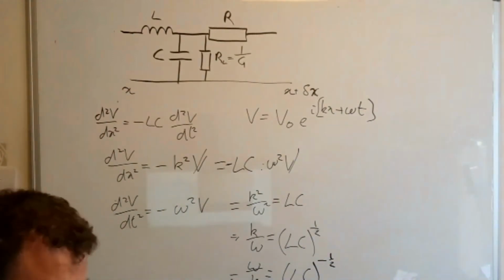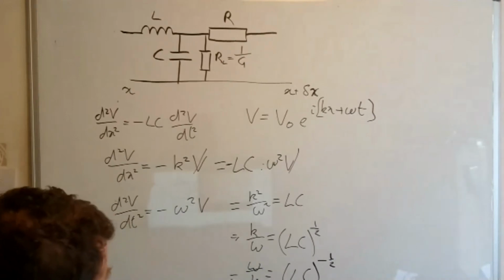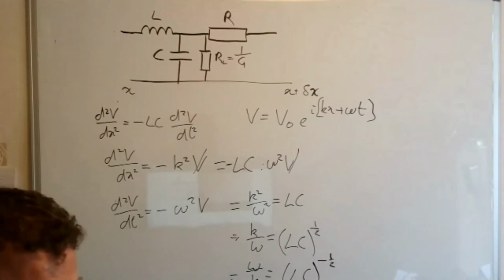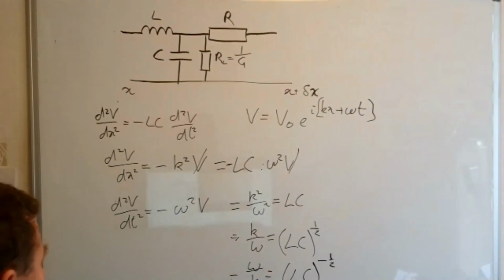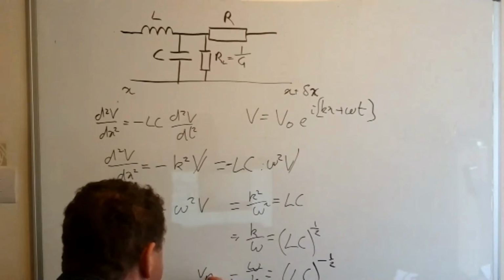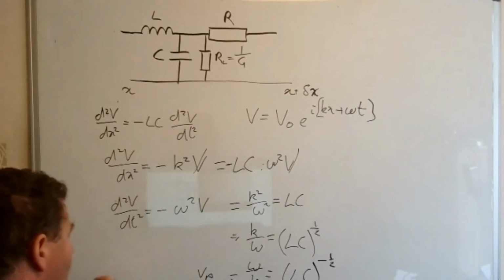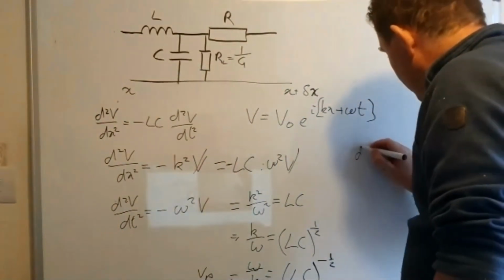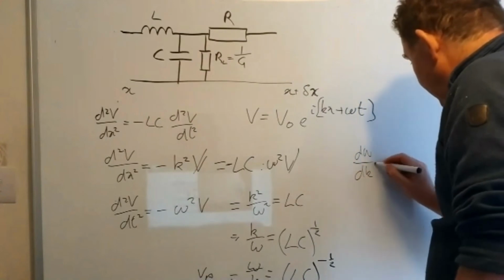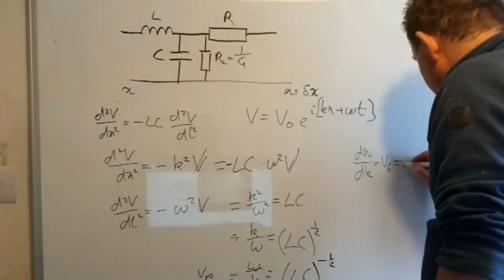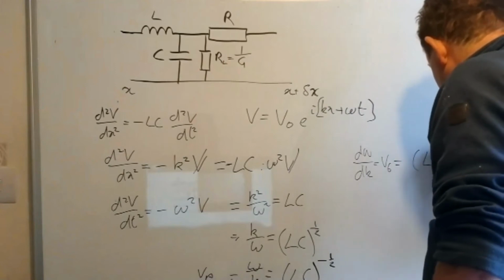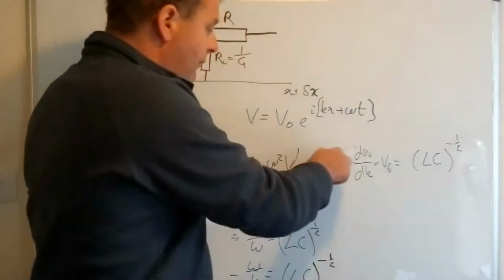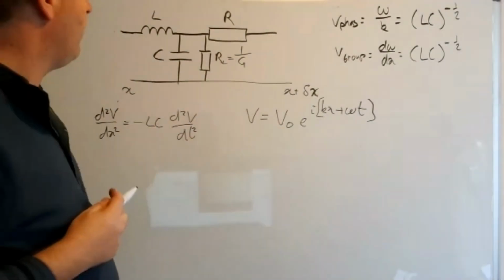Why is that useful? Well, come back to what you've done in first year waves in physics 2. Omega over k is the phase velocity of a wave. So we can identify this as the phase velocity. And if we think about what d omega by dk would be, d omega by dk is the group velocity, and that's also LC to the minus a half. So this is telling us that the phase velocity and the group velocity are the same.